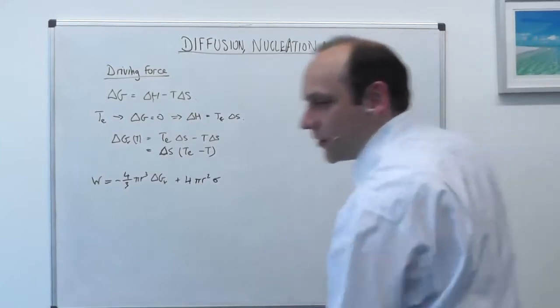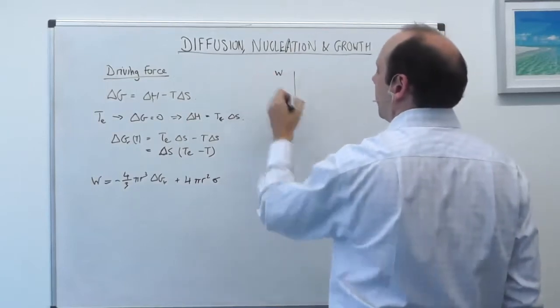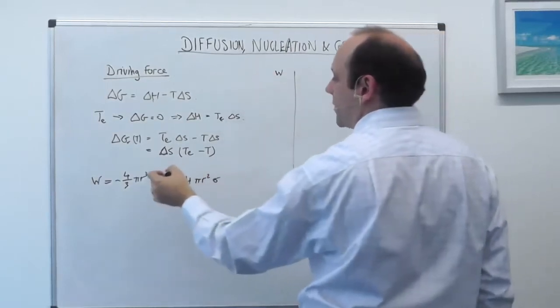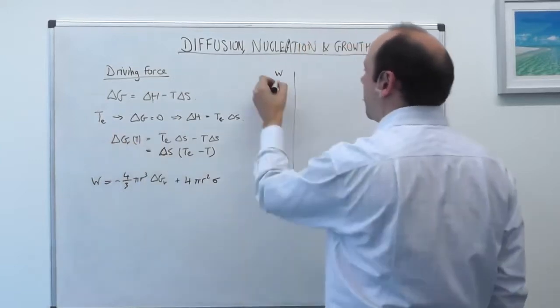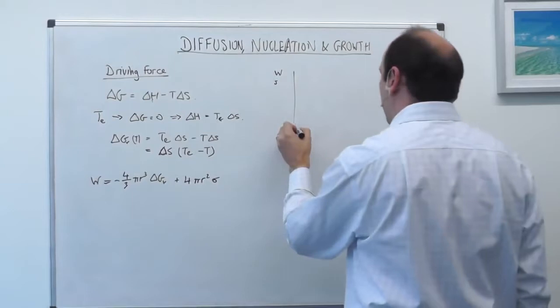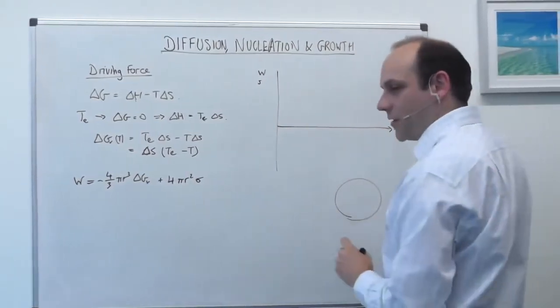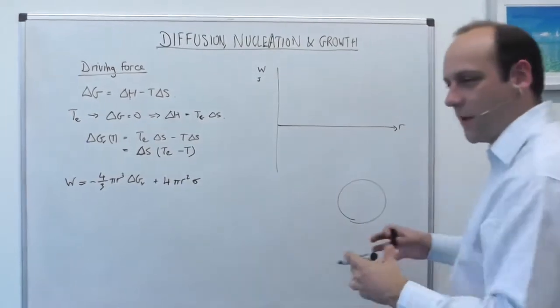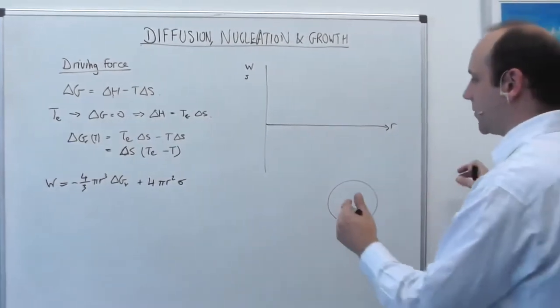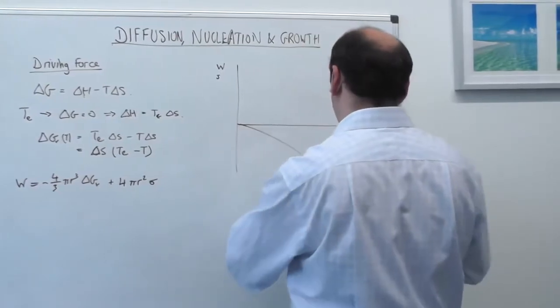What you have is a graph that looks like this. If we graph W, so this is also going to be a work of transformation. That's, if this was in joules per meter cubed, this is just in joules, against the size of the particle r. So we've got a little particle, and we're asking what W does as we change the size of the particle we're nucleating.